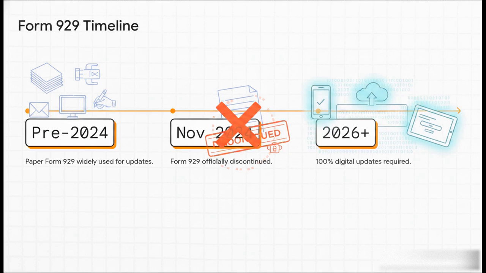Now, for years, pre-2024, if you wanted to update your details, you had to print out the paper form 929, fill it out by hand, scan it, and email it off. But mark your calendars, because as of November 25th, 2024, that form is officially discontinued. It is gone. The old paper method, no longer available. As we move into 2026 and beyond, the whole system is prepping for 100% digital compliance.